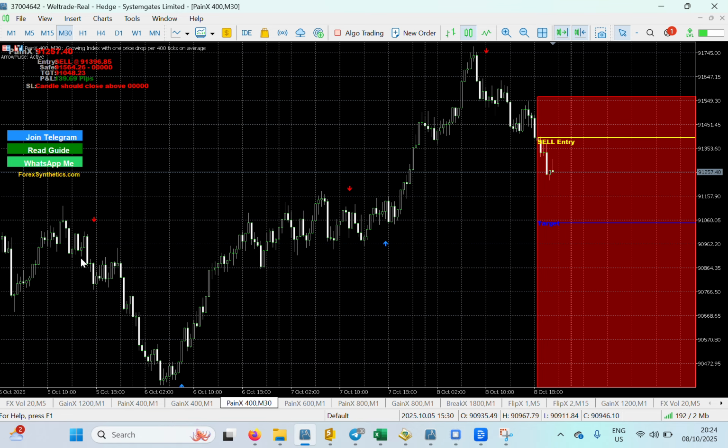Now switch to minute 30 and check. If you can see on minute 30, I had a very nice arrow there. I didn't even have buy arrows, meaning there is no buy arrow at all. It's only the sell arrow. So now you can wait.